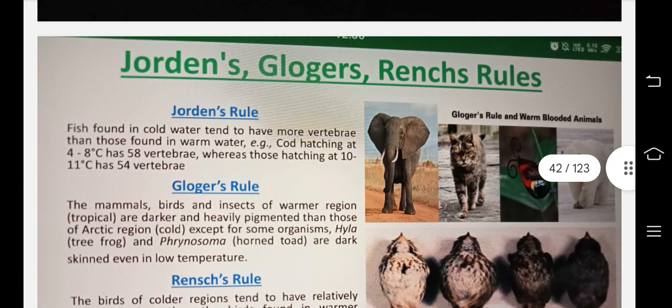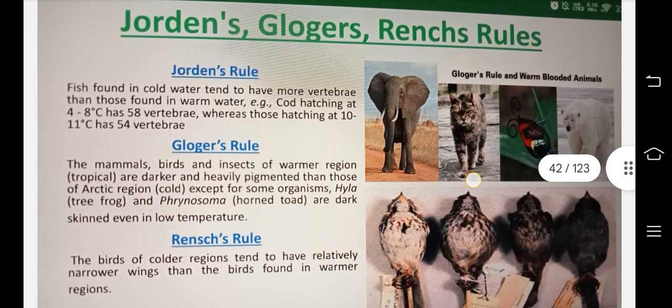Then Jordan's, Gloger's, and Wrench's rules. Jordan's rule: fish found in cold water tend to have more vertebrae than those found in warm water. Cod hatching at 4 to 8 degrees Celsius has 48 vertebrae, whereas those hatching at 10 to 11 degrees Celsius has 54 vertebrae.